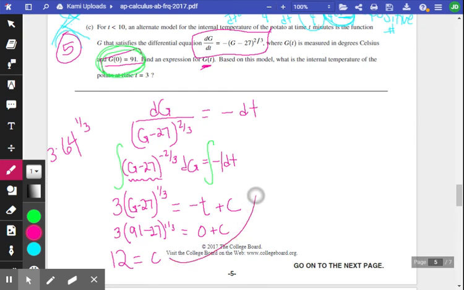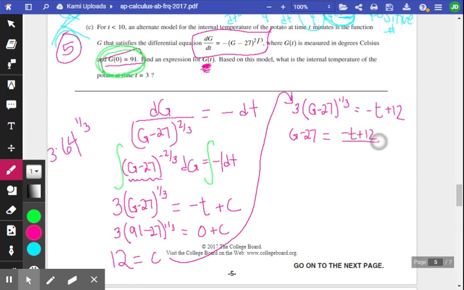So now let's take c and let's go back to my original solution, but let's replace c. So I have 3 times g minus 27 to the 1/3 equals negative t plus 12. I'm almost finished. My last step, it said find an expression for g of t. Well, I don't have g solved for yet, so I have to do that. So I'm going to have g minus 27 equals negative t plus 12, all divided by 3. Cube this entire thing, and then add the 27.